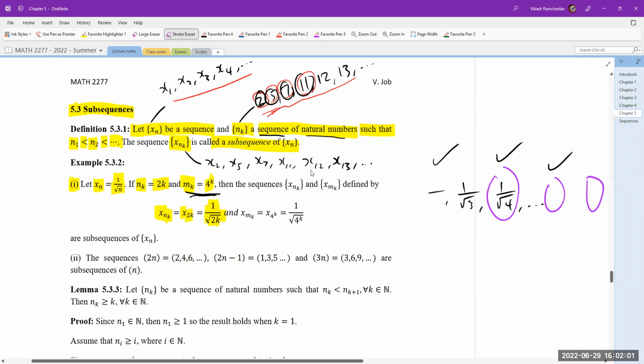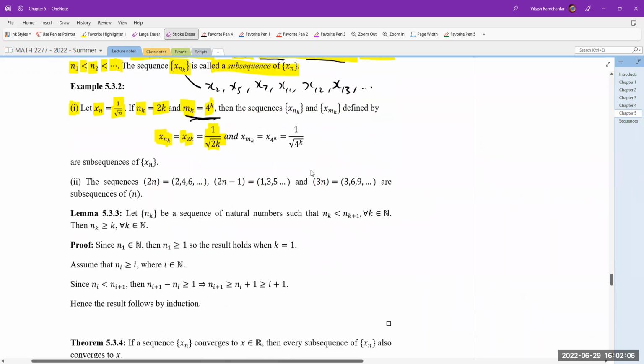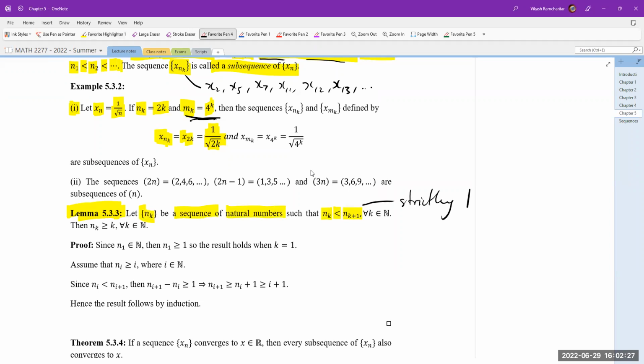So what makes these subsequences so important? Okay, we have this cute lemma over here that says for this index sequence nk, if this is an increasing sequence of natural numbers such that nk is less than nk plus 1, that means it's strictly increasing. So it's a strictly increasing sequence of natural numbers. Then nk is always larger than or equal to k.